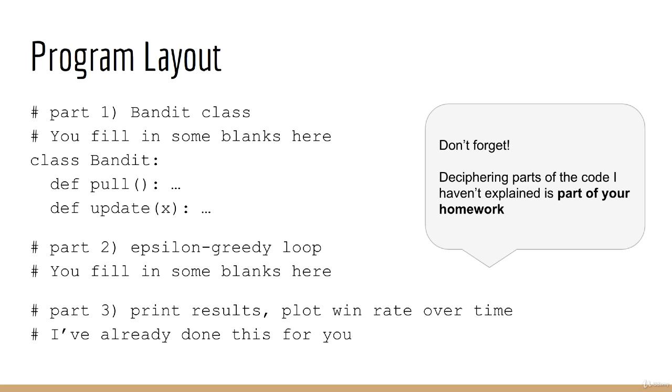The second major component of the program is the loop where we perform the Epsilon greedy algorithm. The third component is to print the results and plot a graph of the win rate over time. This code is code I've written for you, so your job is mostly to complete the implementation of Epsilon greedy. So let's look at the code.